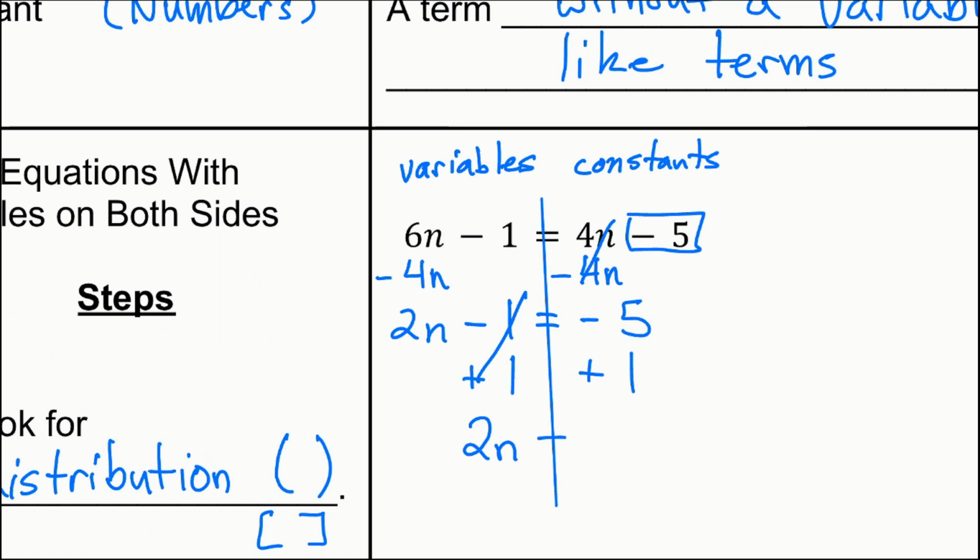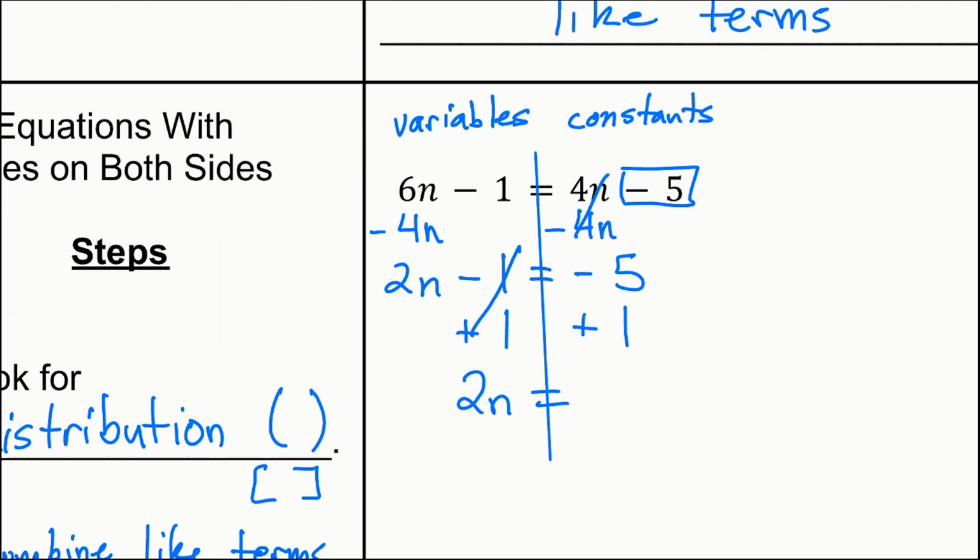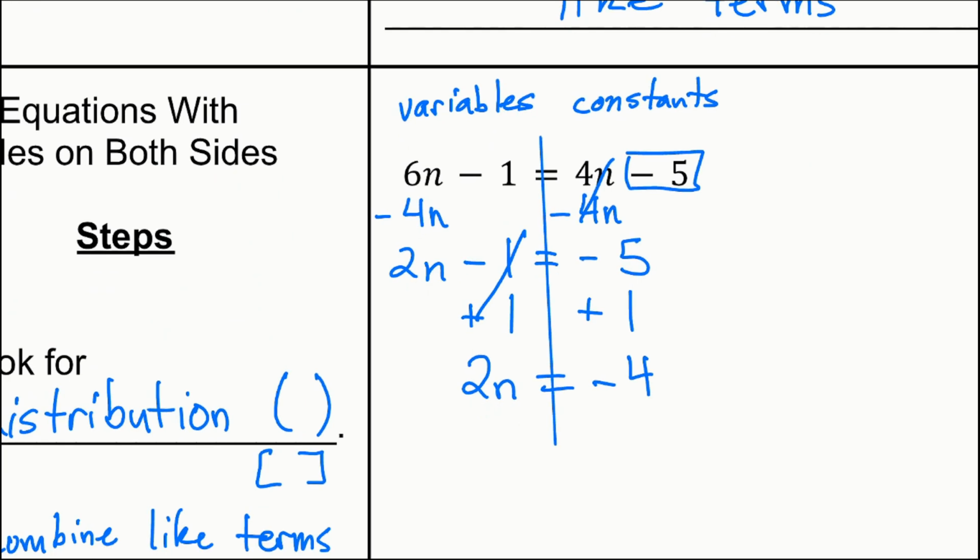So on the left side, I have 2n. On the right side, I will have negative 4. And then that last step, like I said, it was inverse operations. Now it's going to be just divide. So divide by the coefficient. Divide by 2 here, divide by 2 here. N equals negative 2.